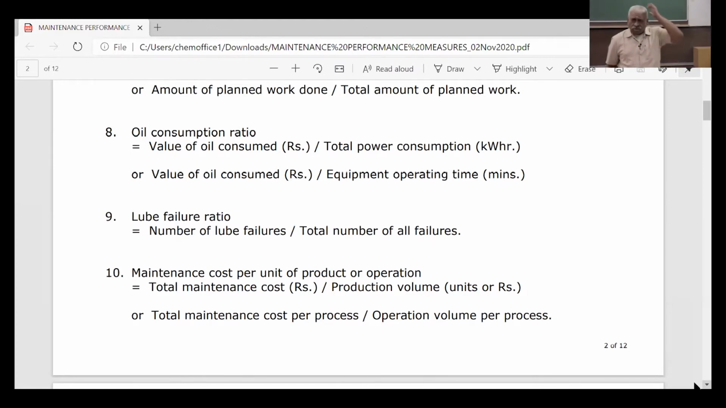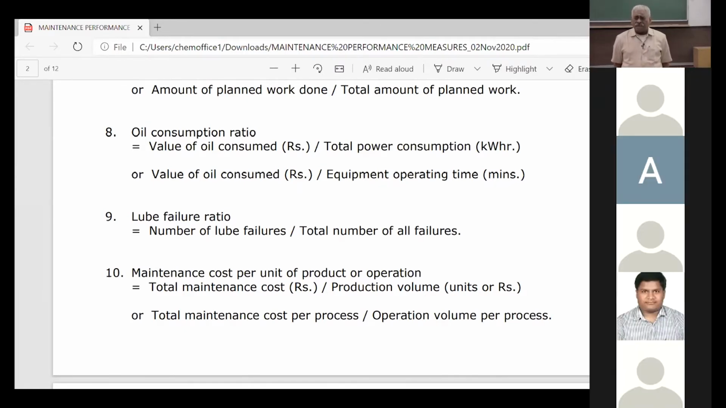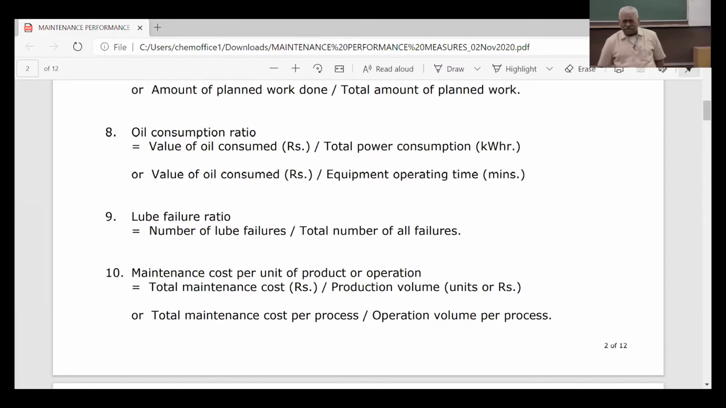I hope you're clear why it can be used to indicate maintenance status. Is lubrication a planned maintenance operation or not? Do you agree? Lubrication is usually a planned maintenance operation. So lube failures mean something has gone wrong, obviously. That's why we take this ratio.